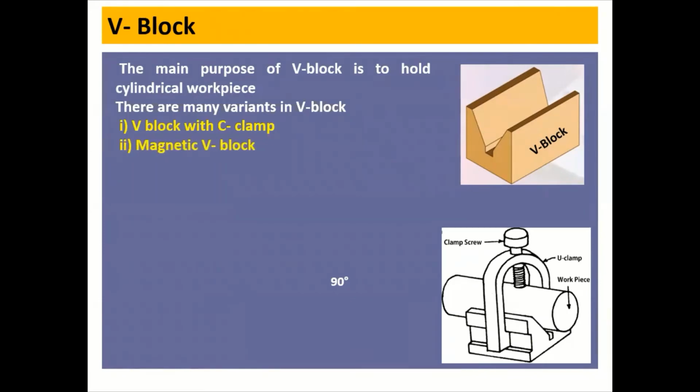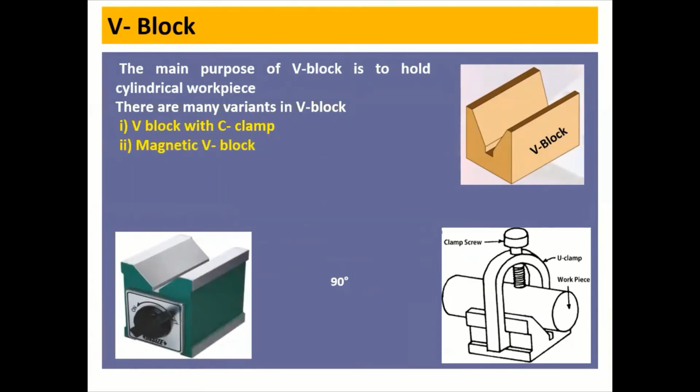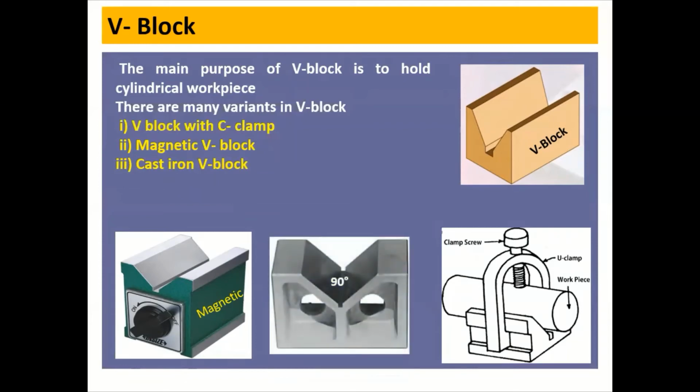Then the second one is the magnetic V block. For a large diameter circular object, magnetic V blocks are used. In this case, high power magnets are used, so no separate clamping is provided. Instead, there is one knob with on and off positions so that it can get magnetized or non-magnetized. Then the third one is the cast iron V block.